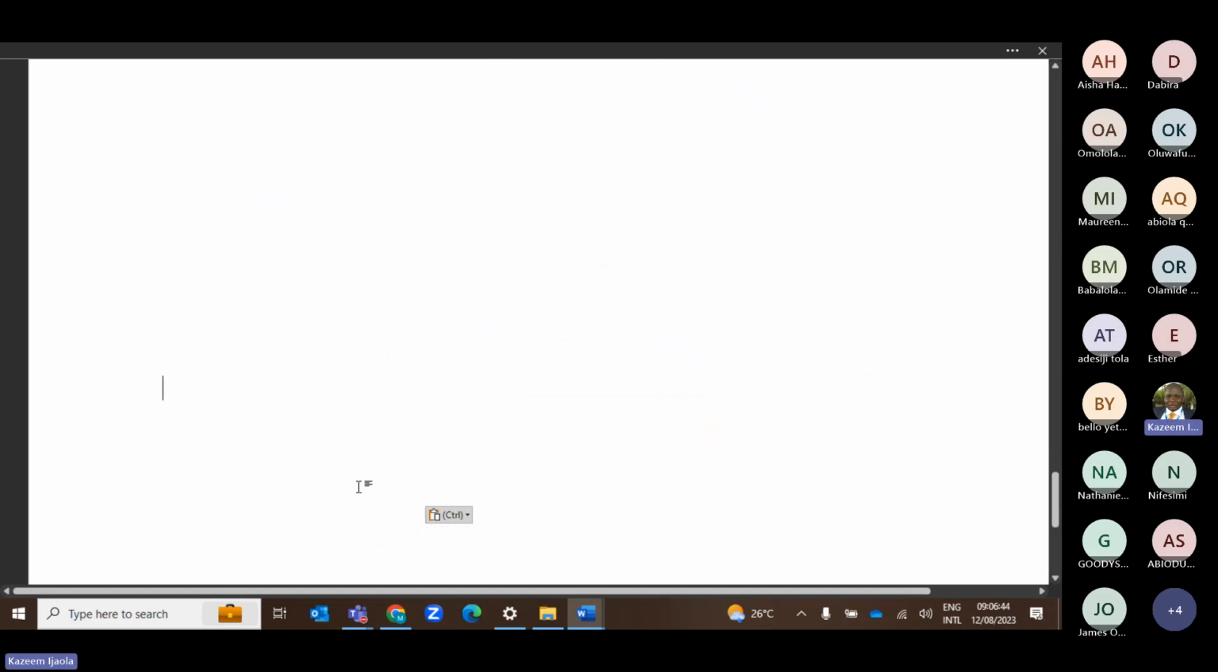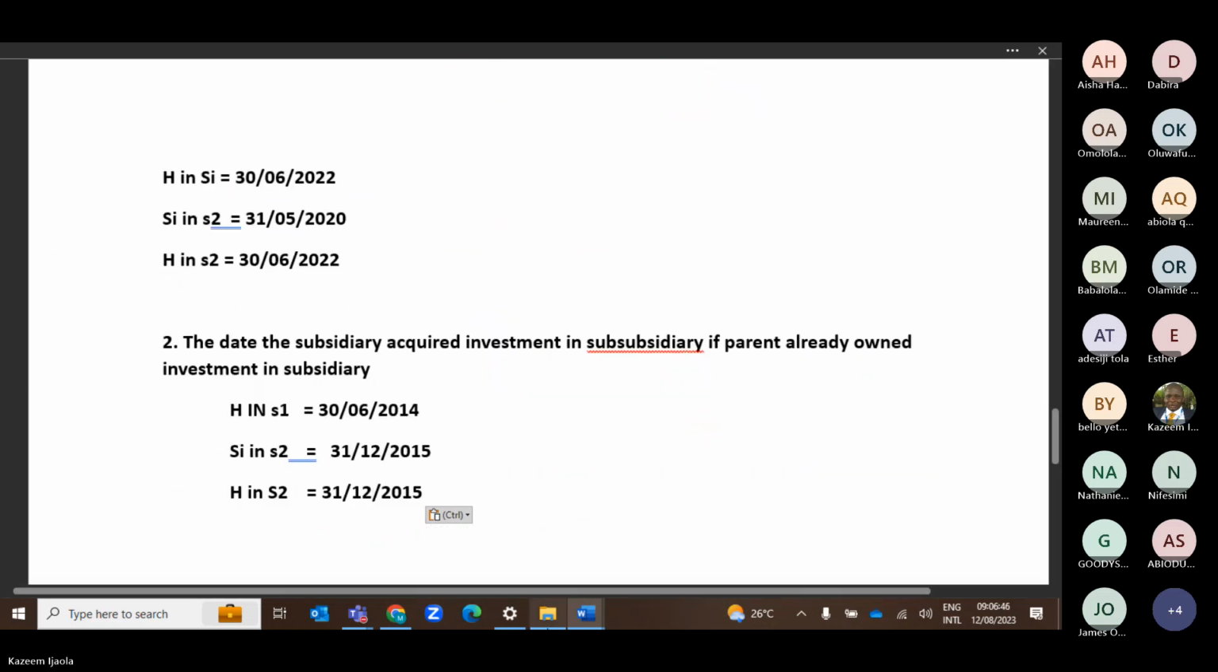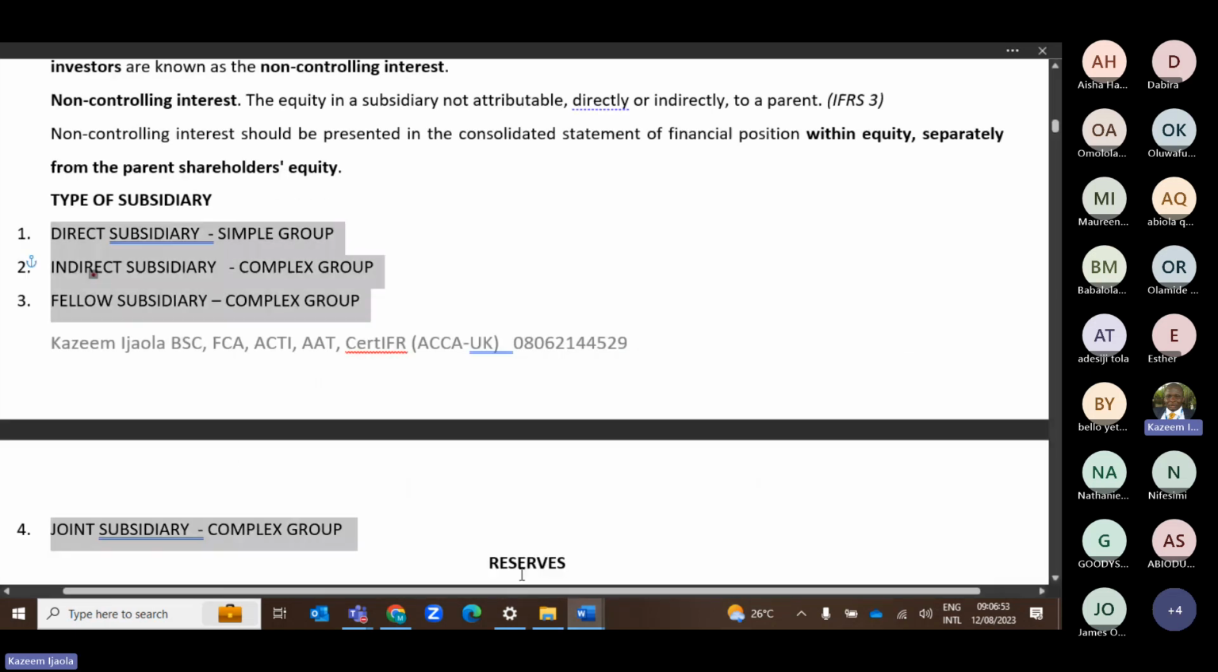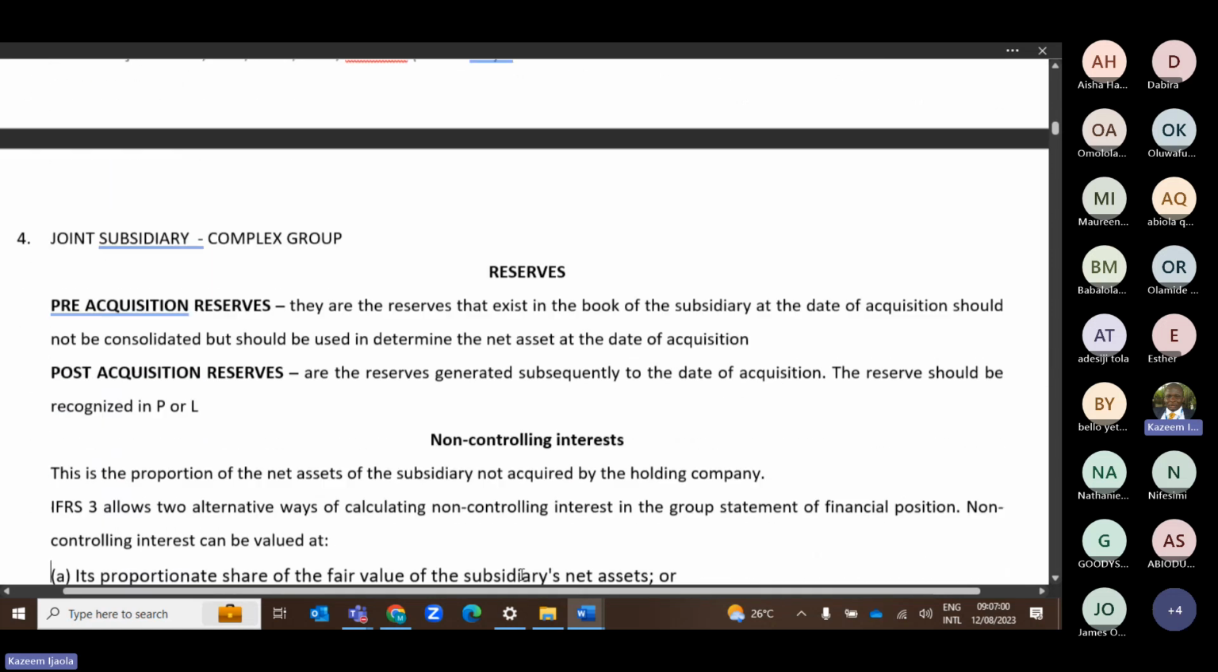All right, so are we okay with this now? These are some of the techniques that I need to explain to you so that you understand these things very well. So let's go back to the notes. We are done with the analysis of the various types of subsidiaries. So let's discuss reserves now.